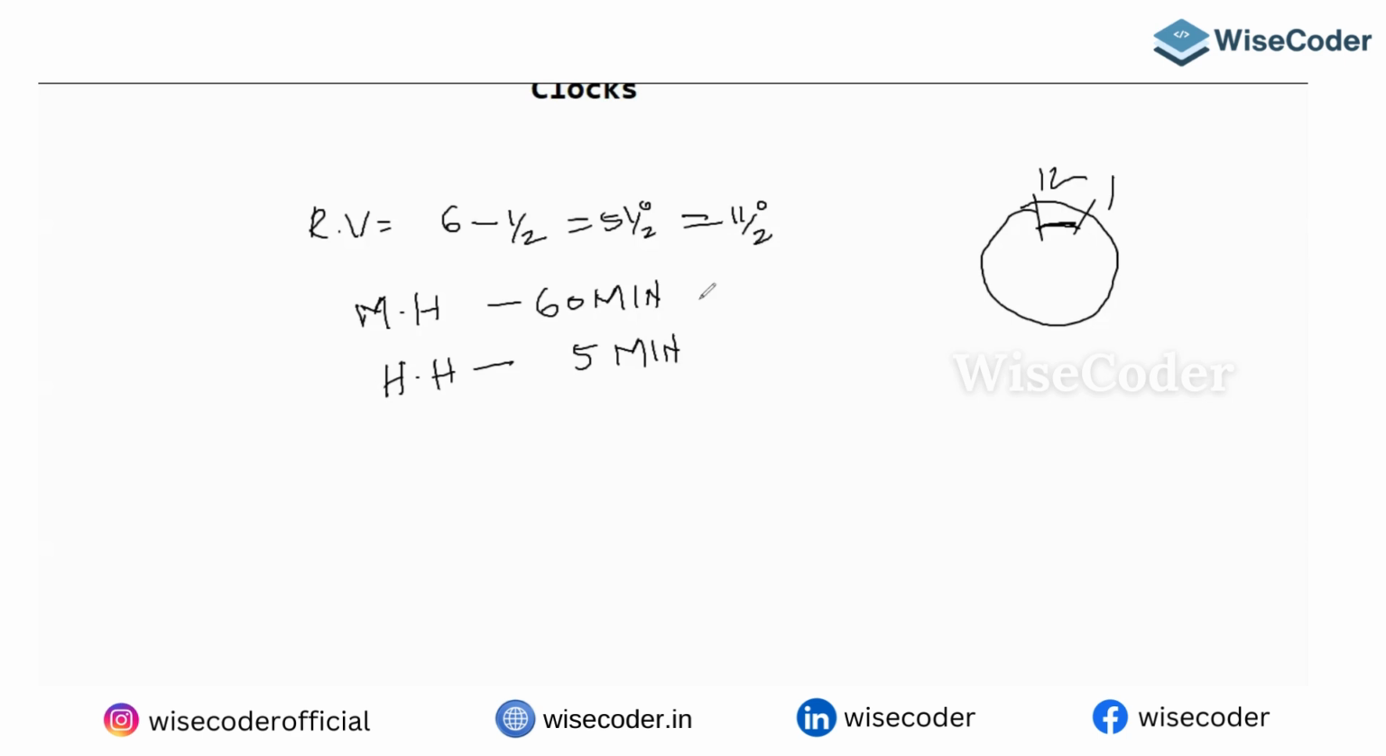In 1 hour, the minute hand covers 60 minutes, 60-minute divisions, whereas the hour hand covers 5-minute divisions. 5-minute divisions. Therefore, relative speed is equal to 60 minus 5, which is equal to 55 minutes per hour.